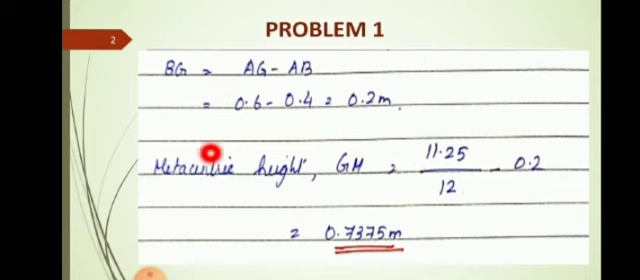So we have got all individual values. Substitute it in the equation for metacentric height. GM is equal to I by V bar minus BG. I value is 11.25, V bar is 12, and BG is 0.2. So the metacentric height, you have obtained it as 0.7375 meter.